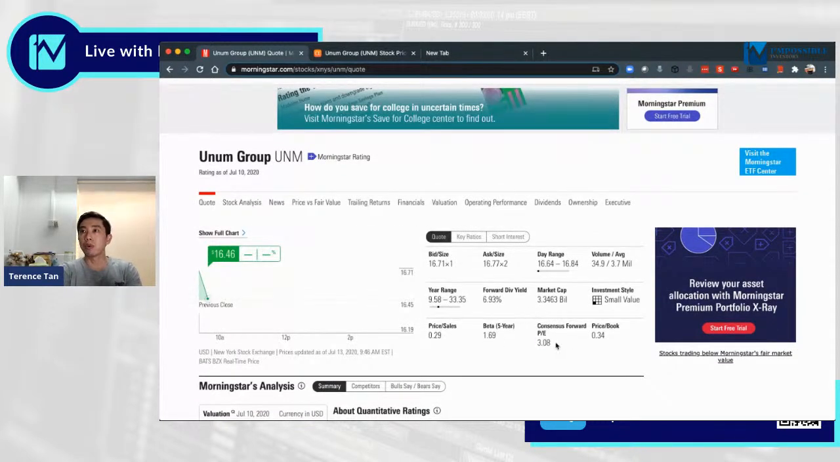All right, so this is what we're looking at over here. We're looking at a company that is essentially very profitable, but is sitting at what we call a forward PE ratio of just 3. Forward PE ratio of just 3.